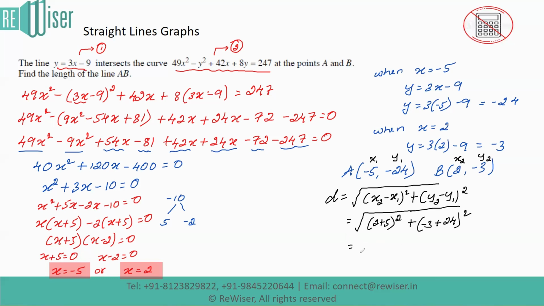When we simplify this, it is the square root of 2 plus 5, which is 7, so 7 squared is 49, and plus 21 squared, which is 441. Simplifying, we get the square root of 490, which we can also write as 7 times root 10. And this is the right answer.